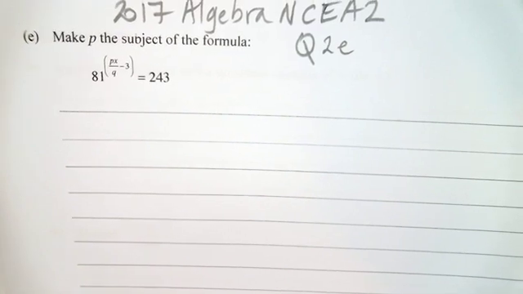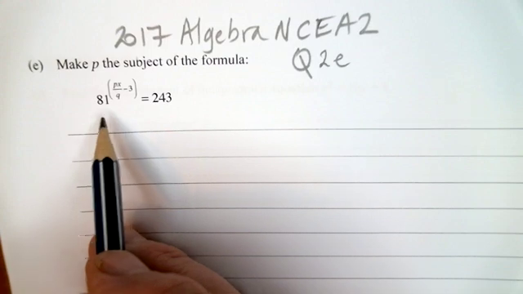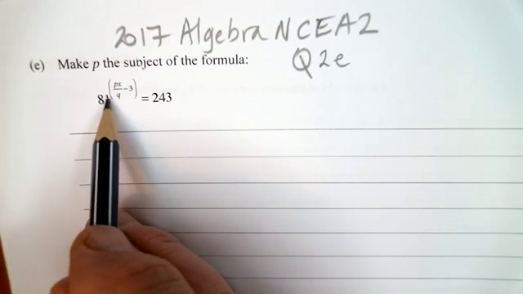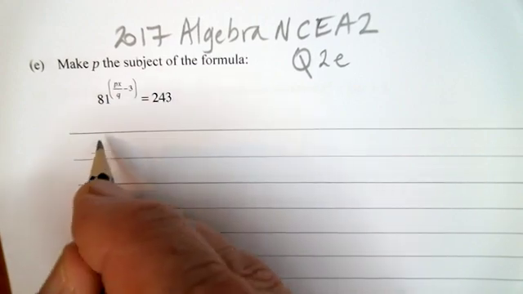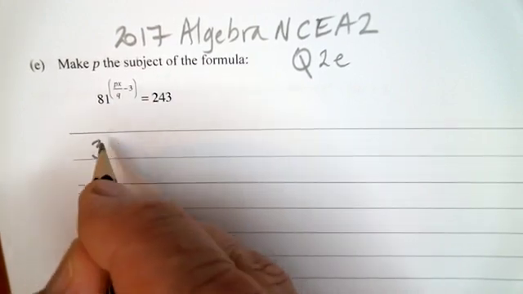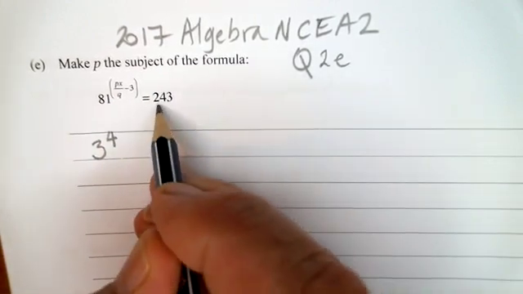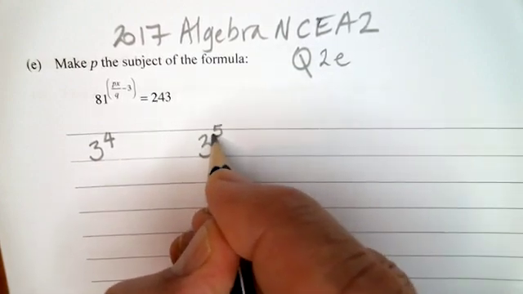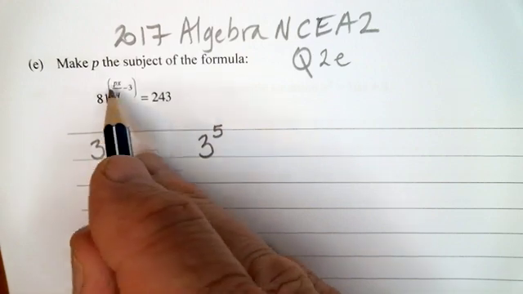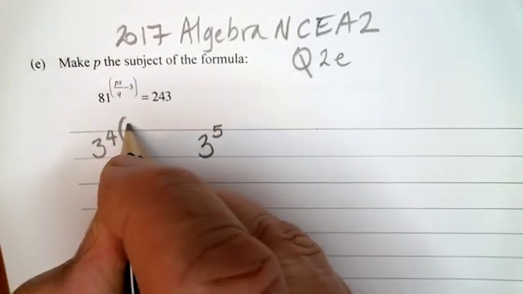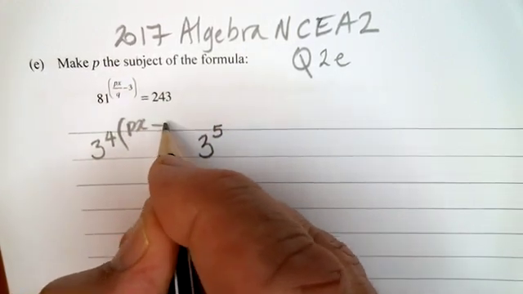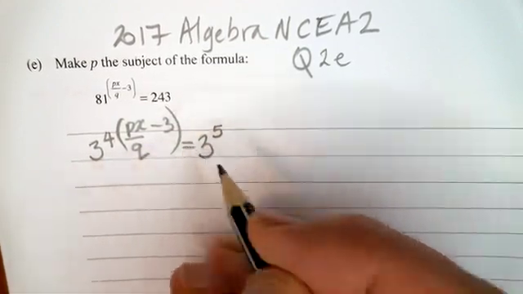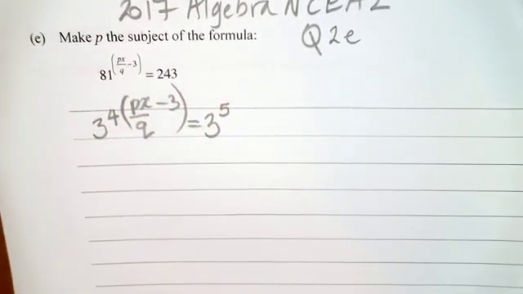So first of all, I'm looking at this and I'm noticing there's a bit of a pattern here. There's something hidden in here. And this here is really a power of 3. In fact, 81 we could rewrite as 3 to the power of 4, and 243 is really 3 to the power of 5. And it's 3 to the power of 4 times this thing here, which is px on q minus 3, and that is all equal to 3 to the power of 5.